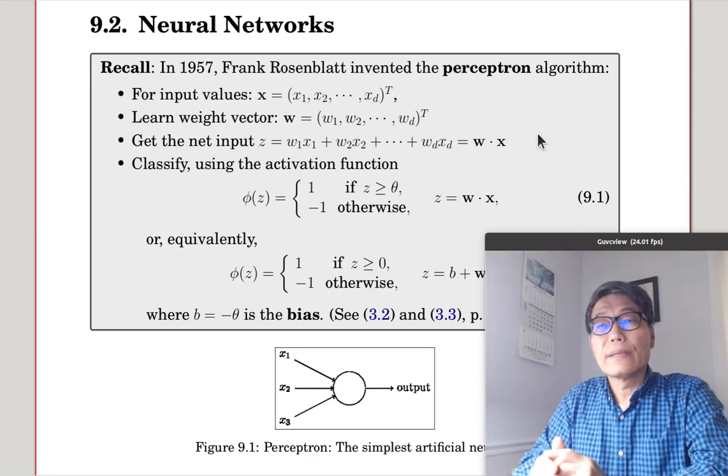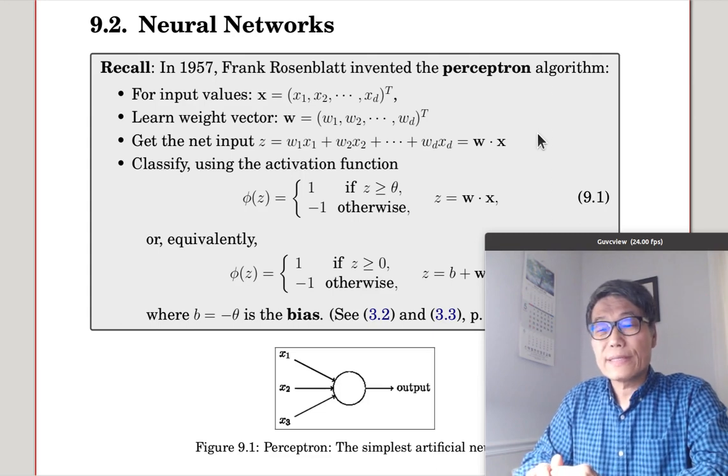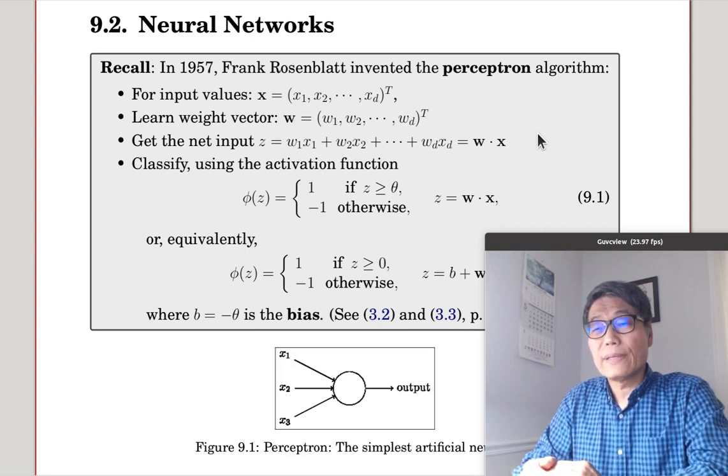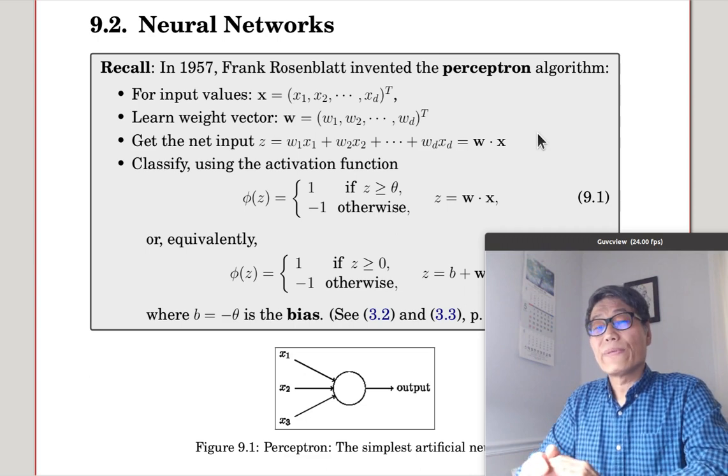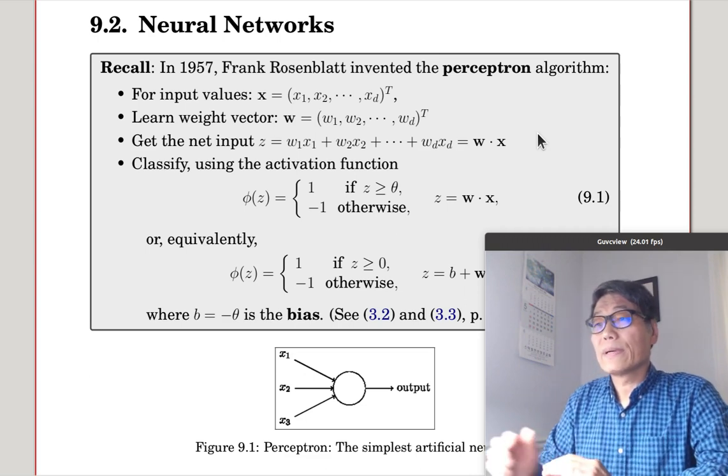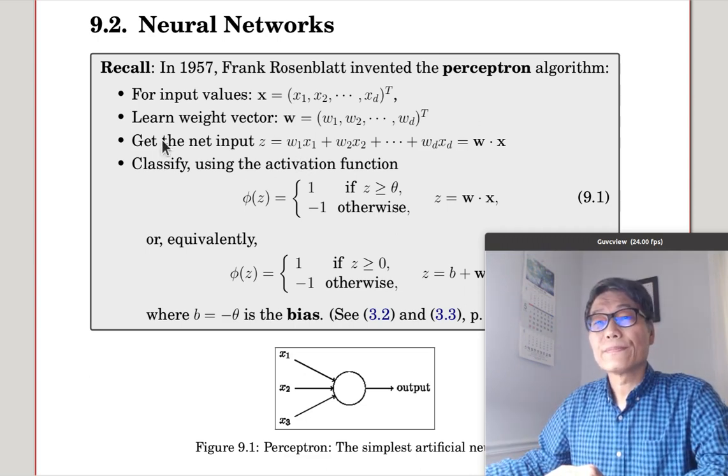It is section 9.2, Neural Networks. In this section, we'll see how neural networks are organized, and we'll consider a network example for the classification of handwritten digits. Let's begin with a recall of the perceptron algorithm.